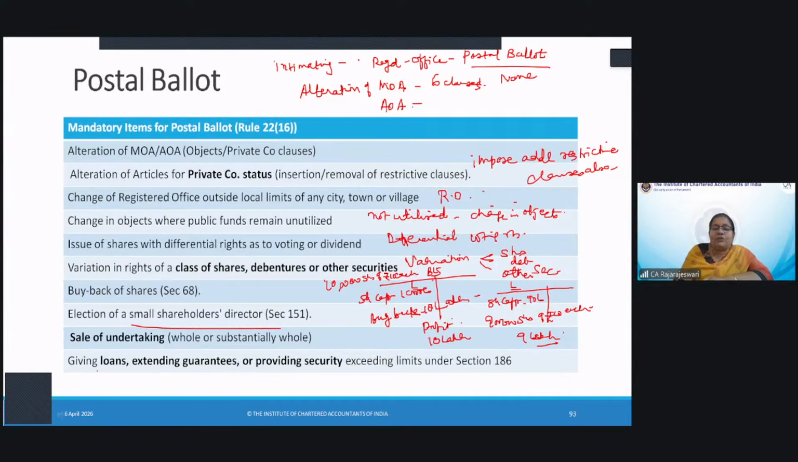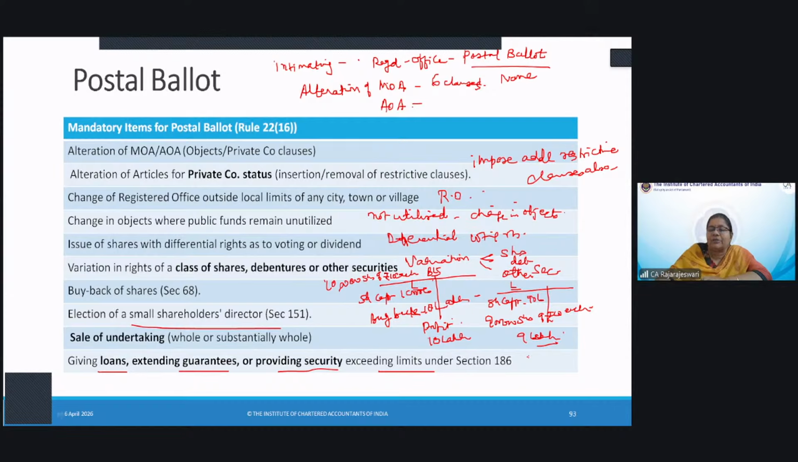Then the company wants to give loans. Here, 3 points you have to write: giving loans, extending guarantees, or providing security exceeding the limits. In that case, the board has certain powers. They can borrow, they can give a security. They have got the power.